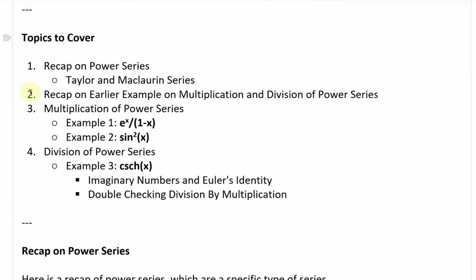Let's look at the topics to cover now. A recap on power series, Taylor and Maclaurin series, and then a recap on my earlier example on multiplication and division of power series. Then I'll look at multiplication of power series, go over the proof, and look at example 1, which involves the function e to the x divided by 1 minus x, and this turns out to be a multiplication of power series. Also example 2, which is sine squared of x.